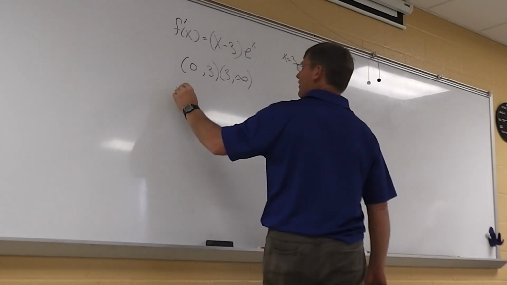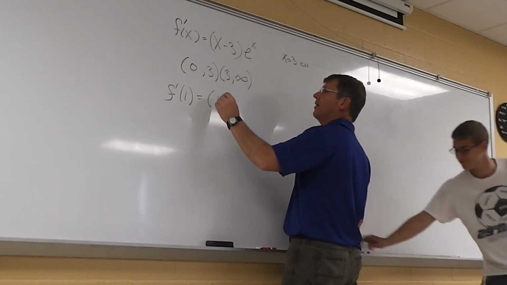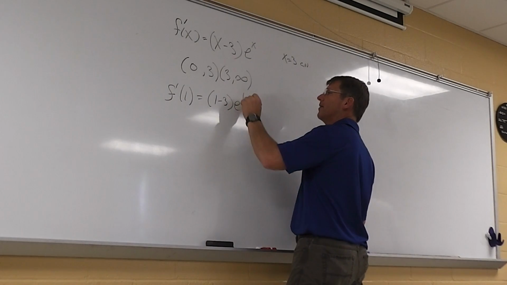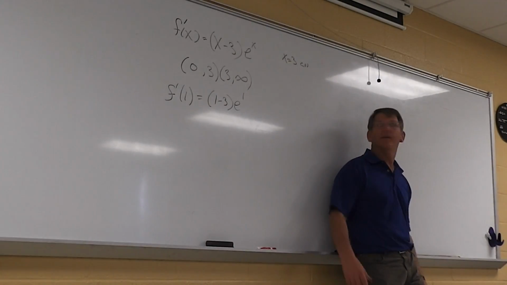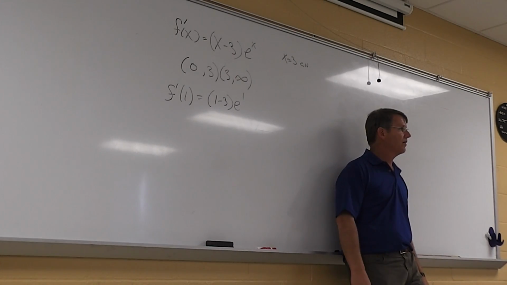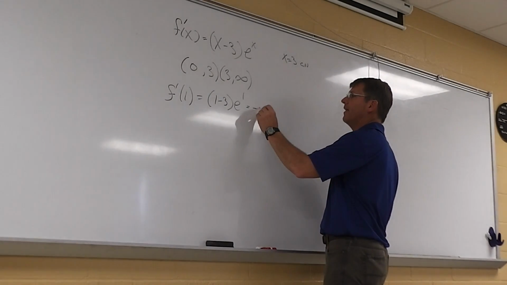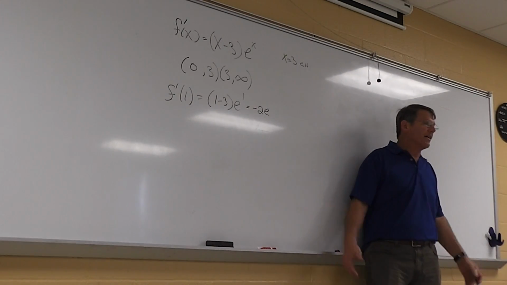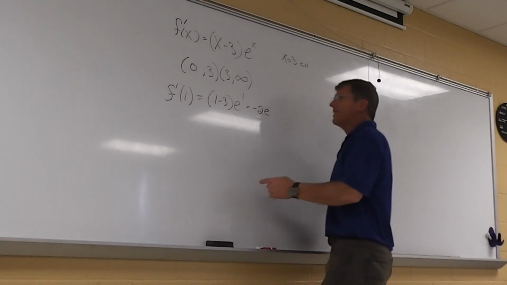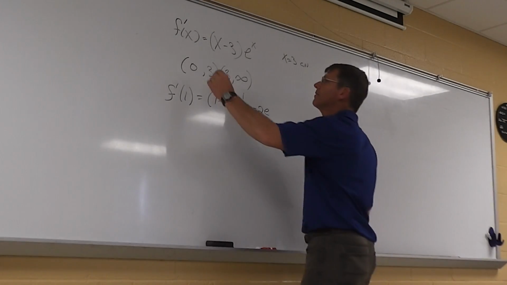All right, into my derivative, I'll test a 1. And of course, that's going to give me 1 minus 3 times e to the first. It's a non-calculator question. Decrease is going to be negative. Oh wait, it's going to be negative, yeah. This one is negative. And basically, it's going to be negative 2e, correct? Yes. All right, so it is negative. So that tells me my first interval is doing what? Decreasing, okay.